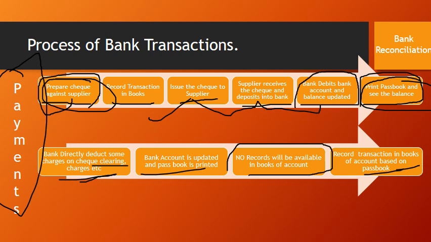Now you understood, right? There is a time gap between when we record in our bank book and when the bank records the transaction. The reasons for difference are the time gap between the time when we issue a check and when it is deposited by the supplier to a bank, or in some cases the bank directly charges, or there may be some errors. All these things cause differences between the bank book and the bank statement or passbook.